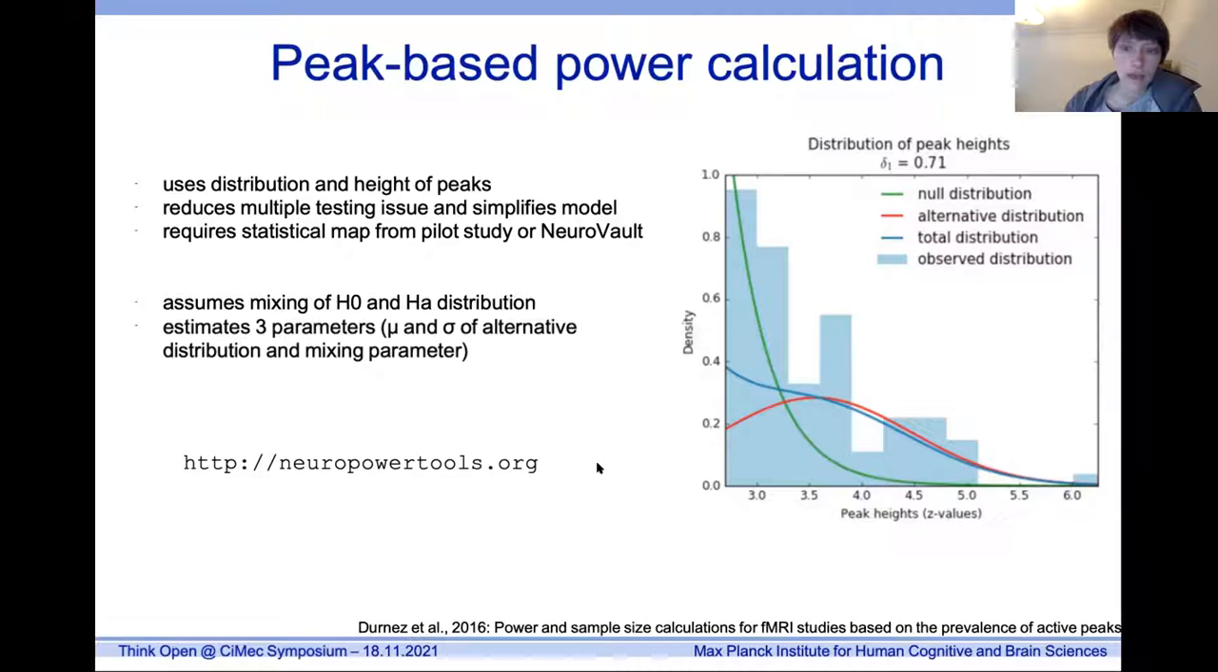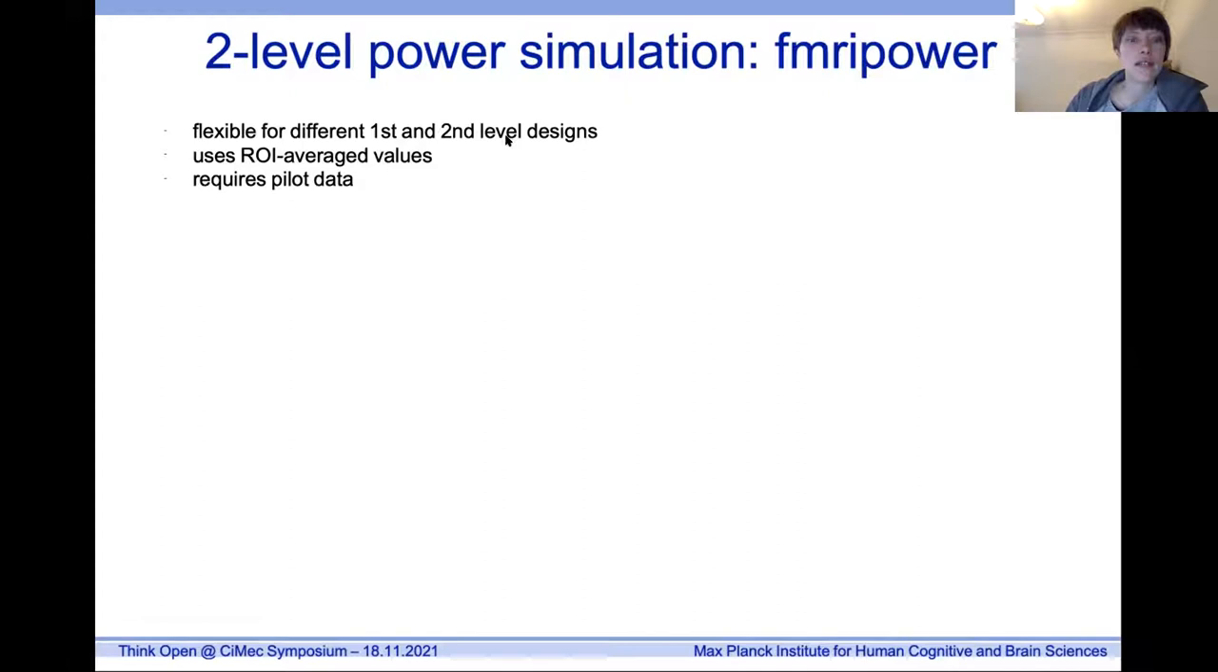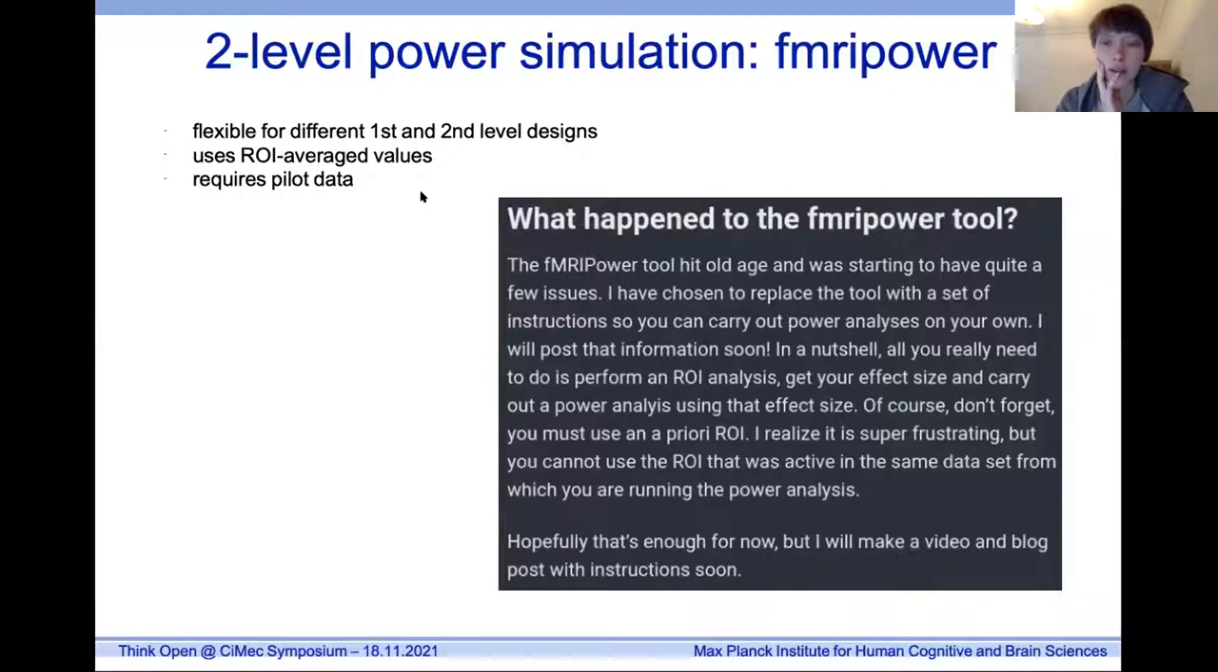So this is on a very top level, I would say. And when you want to go a bit more into the data properties, then there was at least a way to perform two-level power simulation using fMRI power by Jeanette Mumford. And this was flexible for first and second level designs. It used region of interest averaged values and also required pilot data. Unfortunately, in preparation of this talk, I saw that actually the fMRI power tool seems to be deprecated.